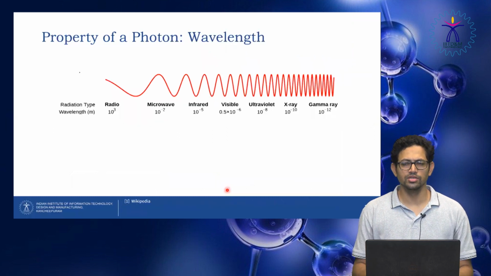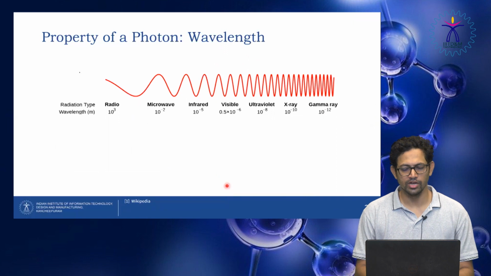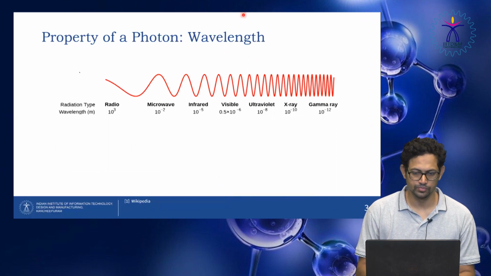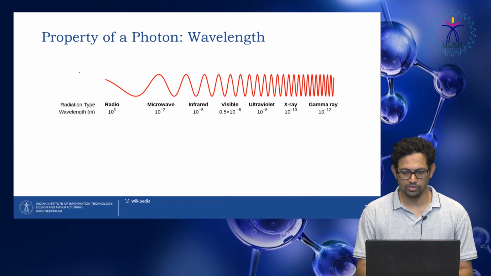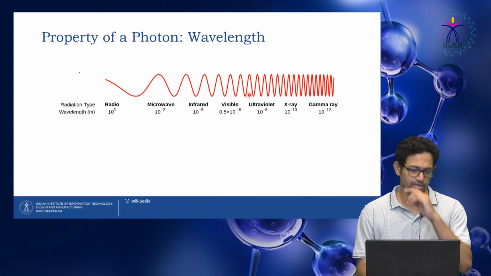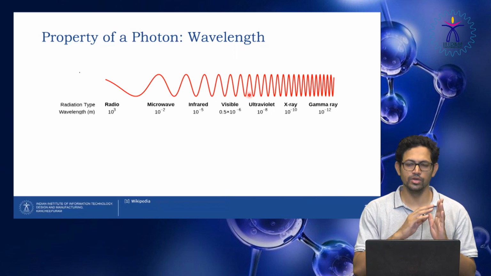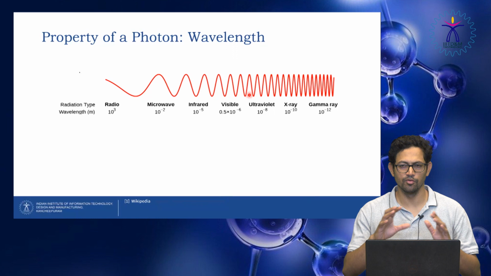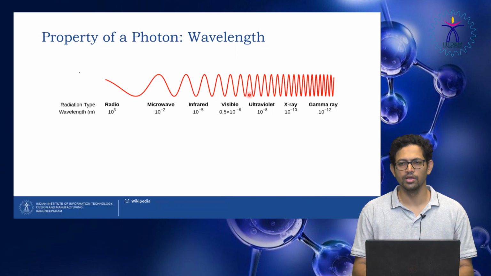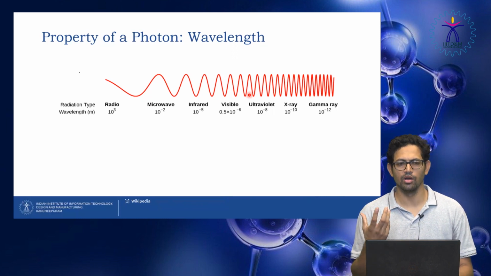So let us try to understand what is the property of the photon that we will be dealing with. The first and most important property would be the wavelength. First of all, let us understand what a wavelength is. The wavelength is the distance between two peaks of the electrical field of a particular light source. For example, the red light source operates at a wavelength of around 650 nanometers.